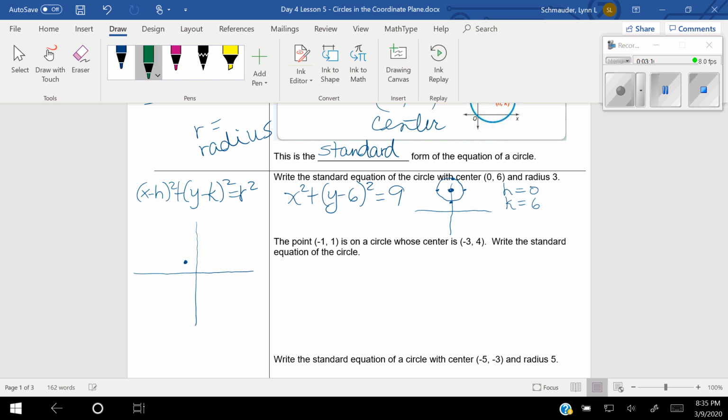I'm going to pick a different color here. So negative 3, then 1, 2, 3, 4. So there's the center, (-3, 4). This point is on the circle, so I'm going to try to sketch out what I think that circle's going to look like. And it's going to kind of run into my other problem up here.